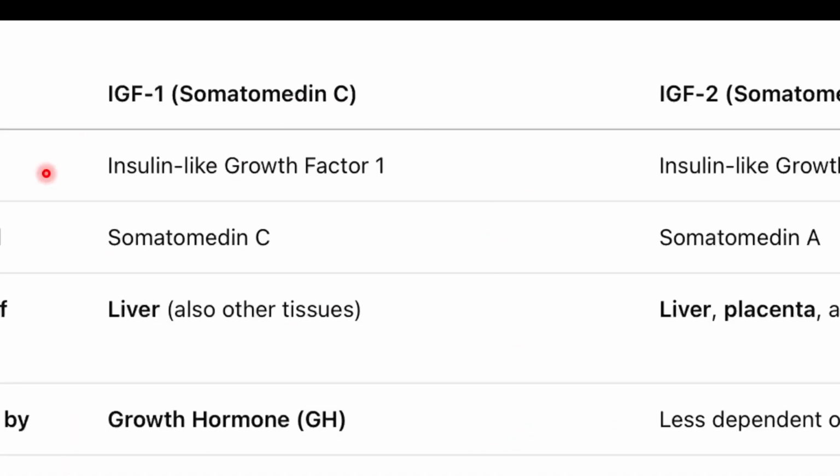So these are two well-known examples of the somatomedin family which are involved in the negative feedback inhibition of growth hormone from the anterior pituitary, but these proteins are small peptides produced by the liver. I hope it is clear to the students. If yes, then let's move on to the next question.